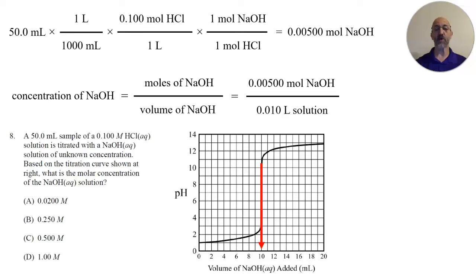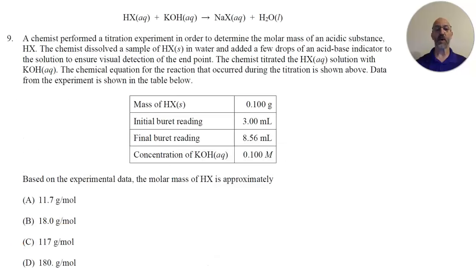I'm going to take moles over liters. So 0.005 moles of sodium hydroxide divided by 0.010 liter of solution. That gives me my concentration of sodium hydroxide in units of moles per liter. So it's 0.500 moles per liter, and so the correct answer to question 8 is choice C. So now you've seen 2 examples of acid-base titrations in question 7 and question 8. Let's go ahead and take a look at question 9.